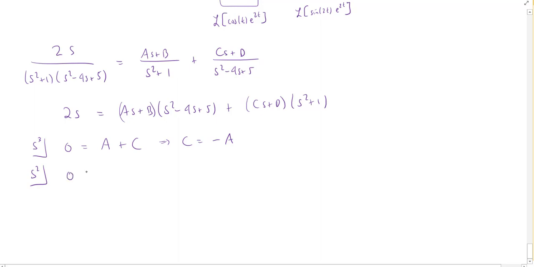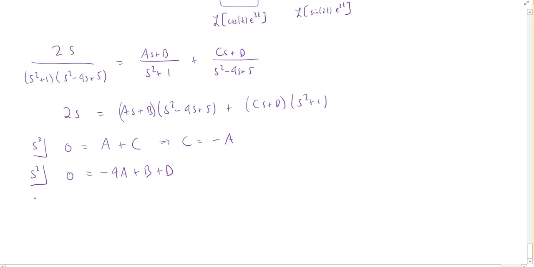All right, how about s squareds? There's no s squareds on the left, and on the right, I could do a s times negative 4s, so it's minus 4a. But I could also do b times s squared, so I get plus b. I can't use the c, but I could use d times s squared, so plus d.